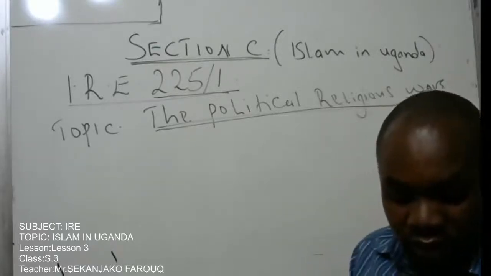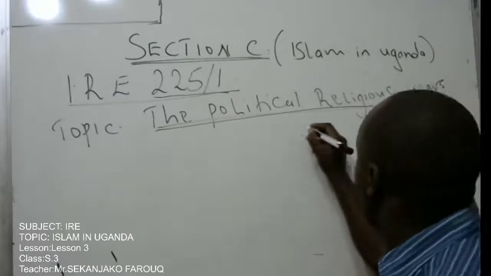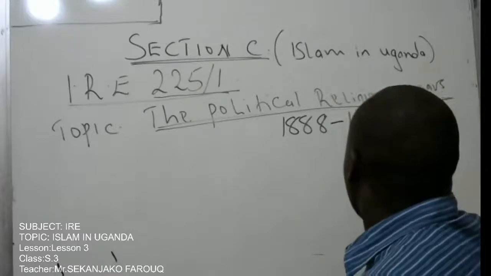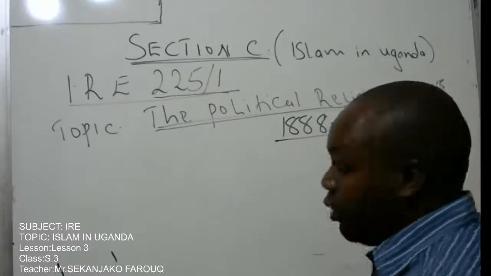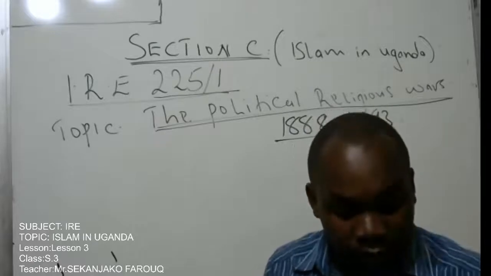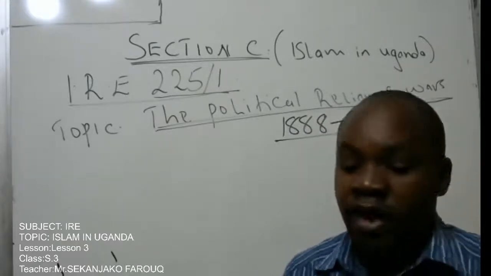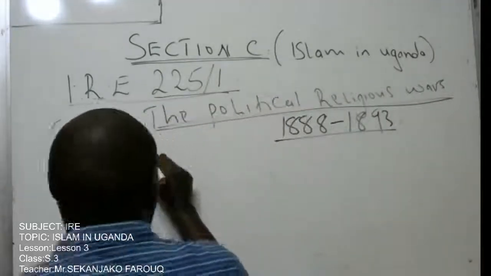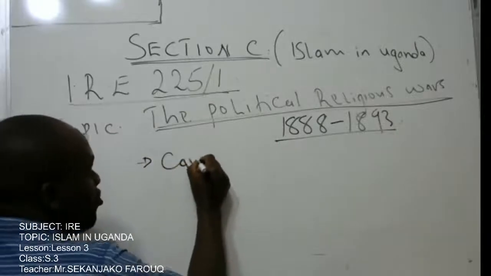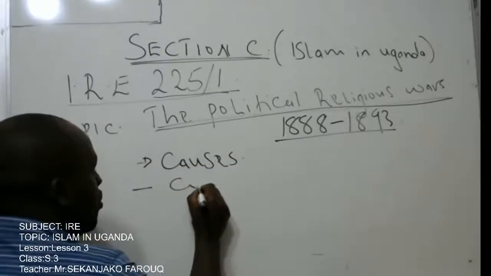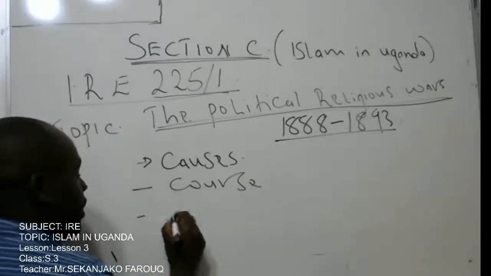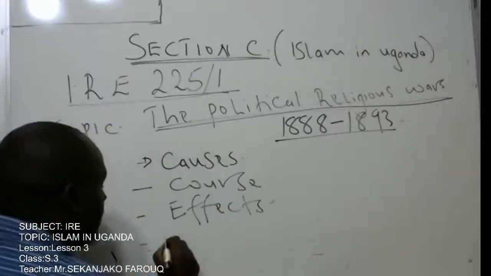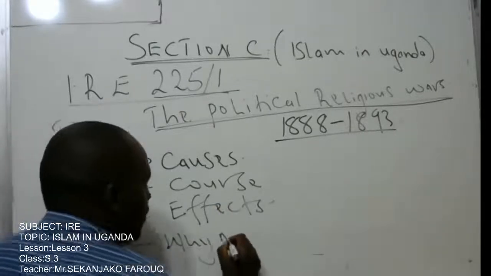These reigned in a series of years between 1888 to around 1893. We are going to note that this war was not fought in a day, but rather it took a number of years. I'm told that you had already looked at the causes. When we are looking at this topic, majorly we look at the causes, and we look at the effects. And maybe one other is why Muslims were defeated.